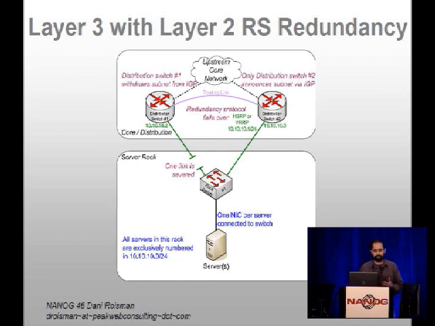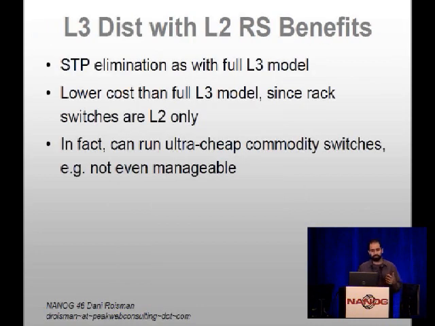The benefits of this model is, again, no STP, no layer 2 loops. You don't have to worry about taking down your whole data center if somebody plugs in a wire incorrectly. Lower cost in the full layer 3 model because the rack switches are layer 2 only. In some cases, can be extremely inexpensive rack switches. It could actually even be less expensive than the STP protocol. It can be multi-vendor. Even a $45 switch you bought at Fry's works.